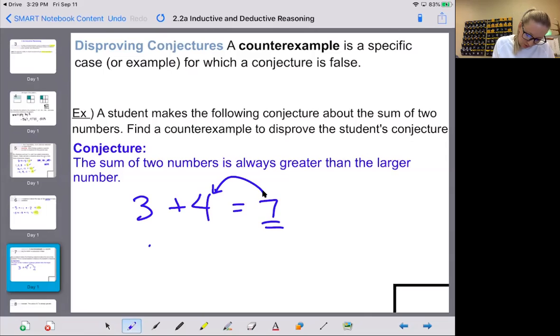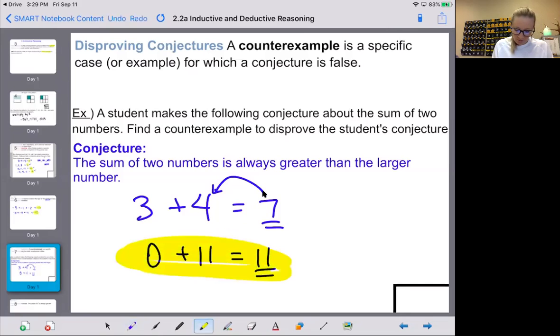Let's try something different. How about 0 plus 11? Well, that equals 11, right? Is 11 greater than the larger number? It's not, is it? That number, the total or the sum, is actually equal to the larger number. Do you see that? And so this right here would be a very specific time when their conjecture is false. Okay, so this right here is a counterexample.